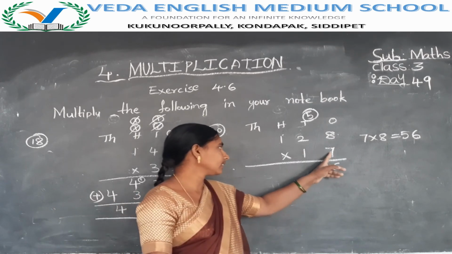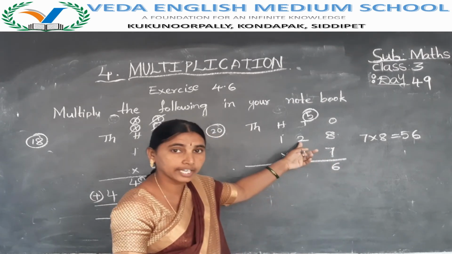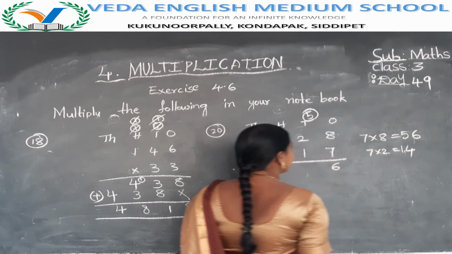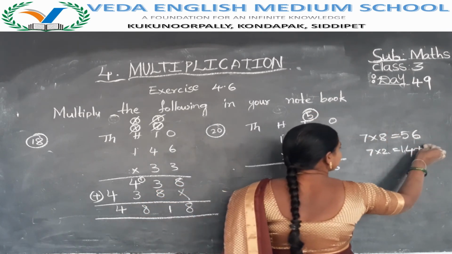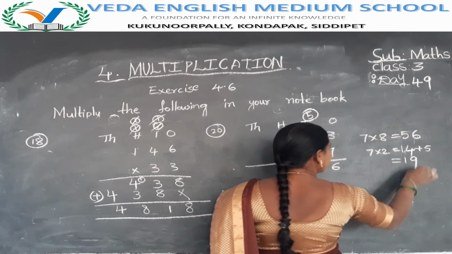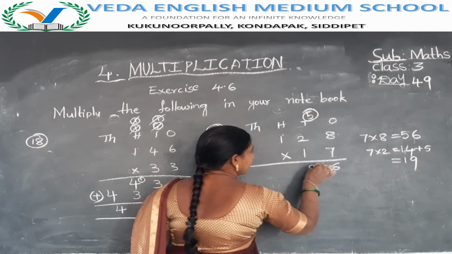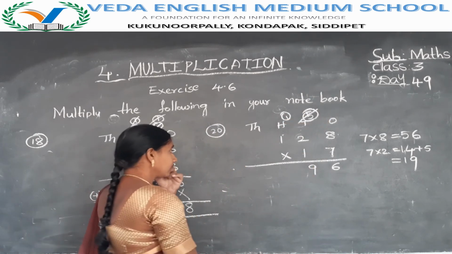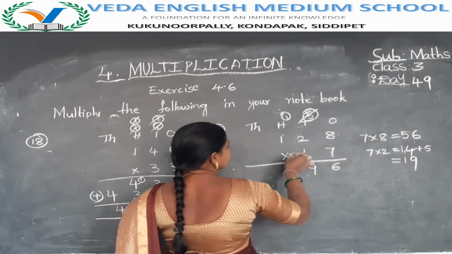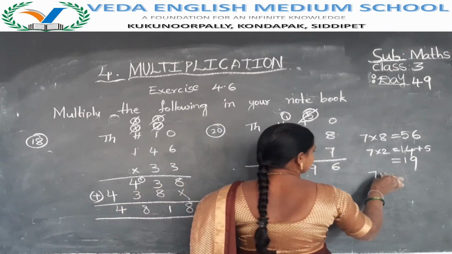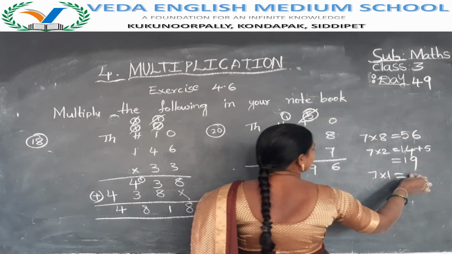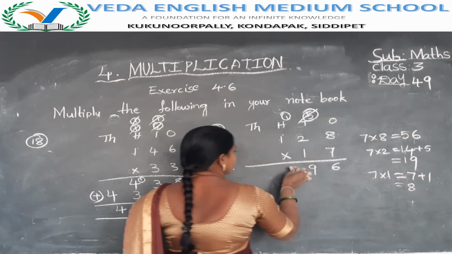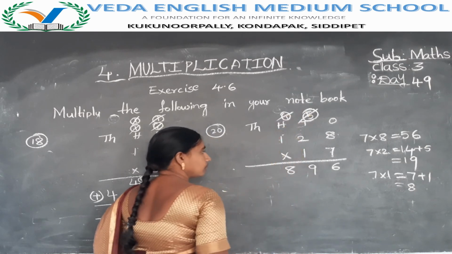Next in the tens place 7 into 2. 7 2s are 14. So now write like this, 7 2s are 14, but the carry plus 5. 14 plus 5 is the 19. So here 9, here 1 carry. This carry completed, so mark it. Okay. Next 7 into 1. 7 ones are 7 plus carry 1. 7 plus 1 is the 8. So now write 8. This carry is the over.